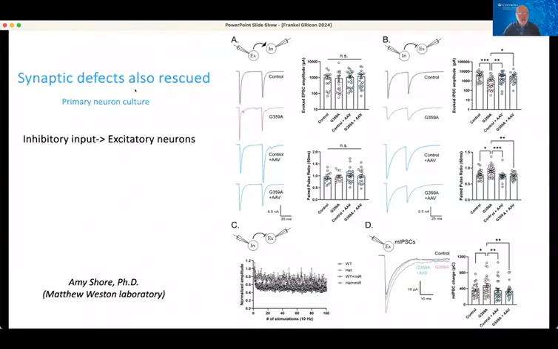I'm sorry. Anyway, my collaborator at Virginia, Matt Weston, also took cells out into primary neuron culture. And I don't have time to go through this slide, but basically he showed that those mutant mice have impaired neurotransmission, synaptic transmission from inhibitory neurons onto excitatory neurons there. And that's rescued to wild type levels by the viral treatment. And there are some other features that are also rescued. So this was nice to see some rescue at the cellular level and at the physiological level.